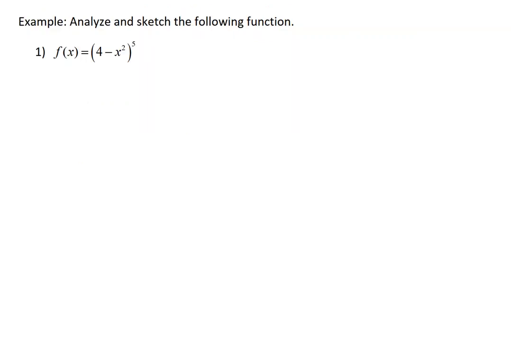Let's try an example where we want to analyze and sketch the following function. The function is given as f of x equals the quantity 4 minus x squared in parentheses, all raised to the power of 5. Now, as far as going through each of the steps defined above in these notes, I think there's a convenient way to organize it all. There perhaps are other good ways to do this, but one of the main problems in these kinds of problems is simply staying organized.